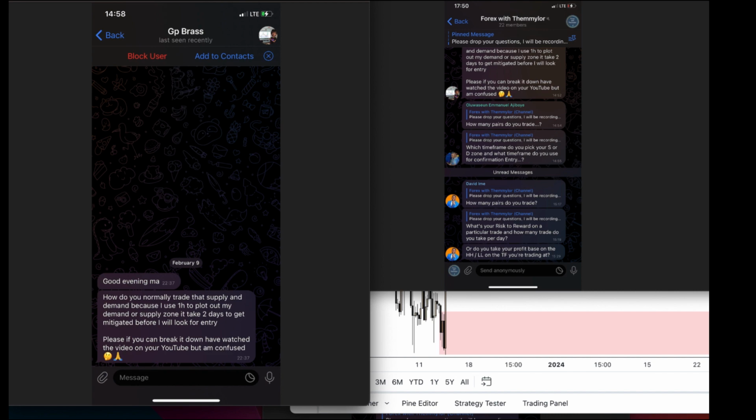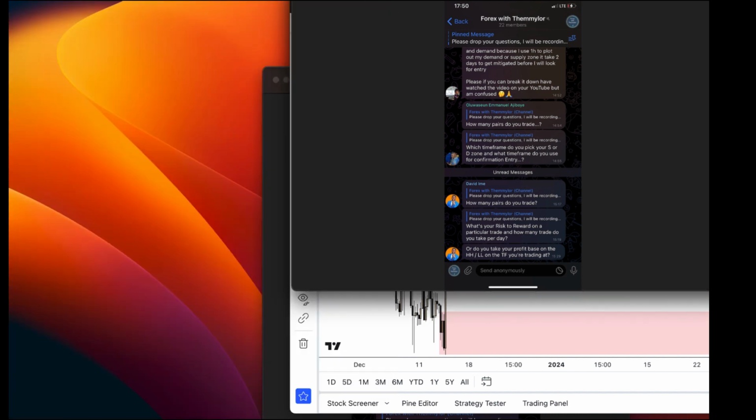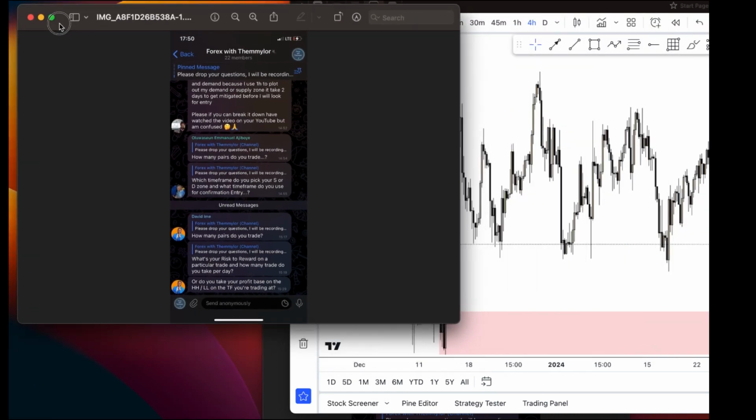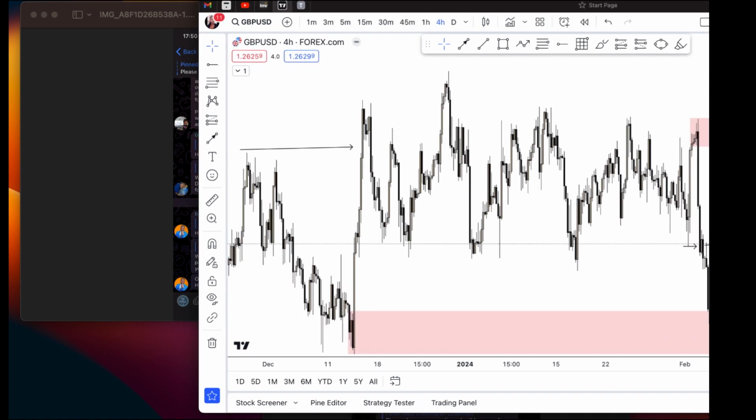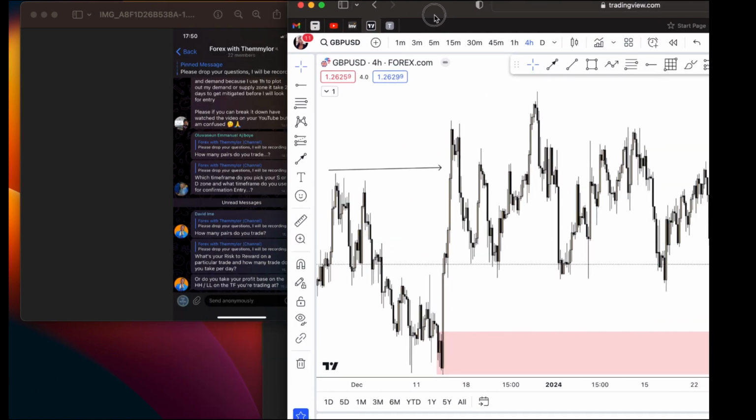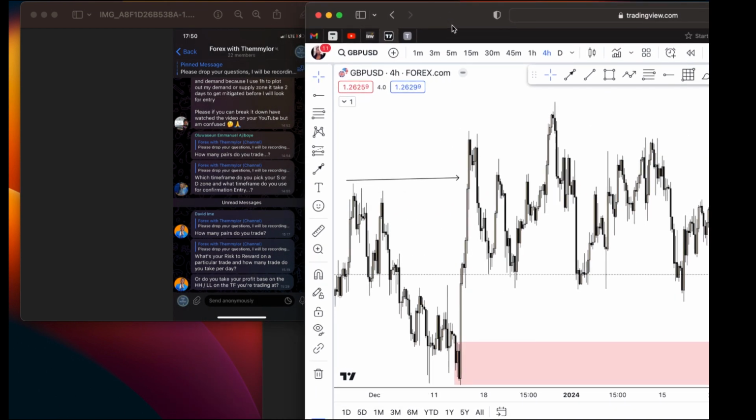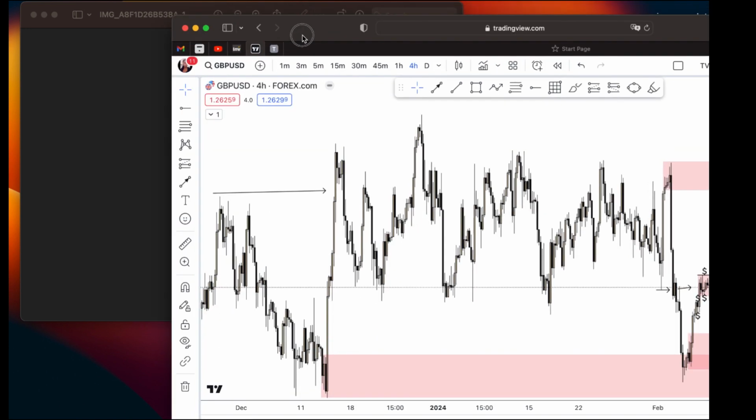Okay, so what this person is saying is that he normally identifies his demand zone and supply zone on the 1 hour time frame. Then it takes like 2 days before price will come to his entry. So we don't dictate to the market. Actually, you might have your point of interest marked out for a week before price will come there. So you just have to be patient and allow price to come to your point of interest.